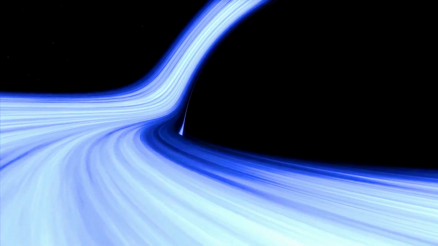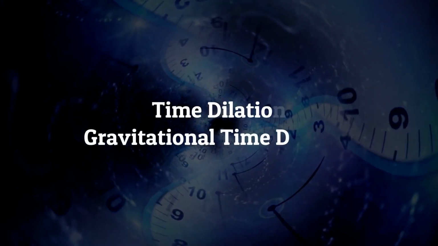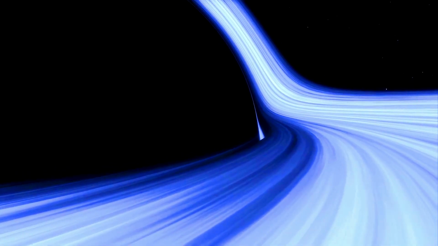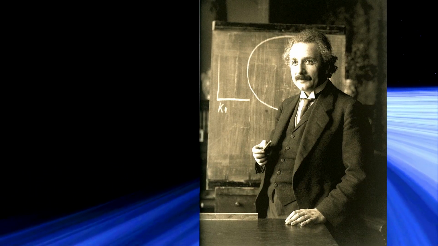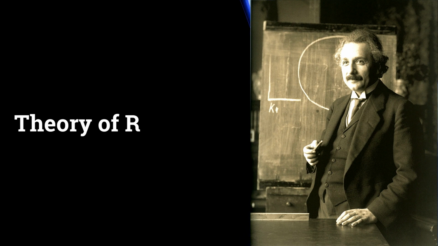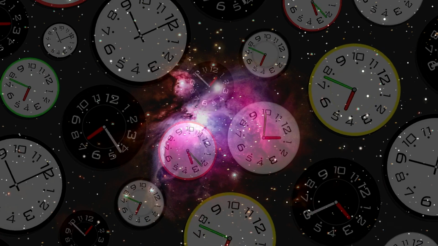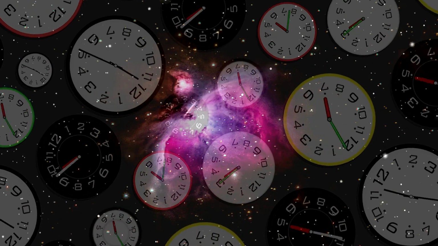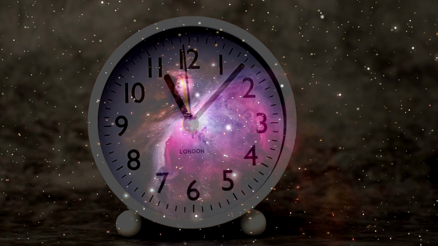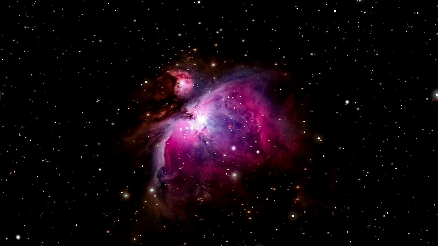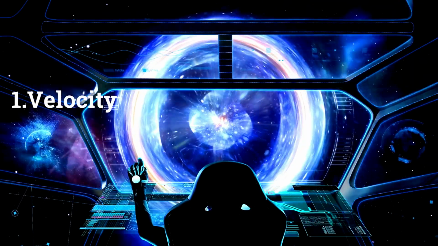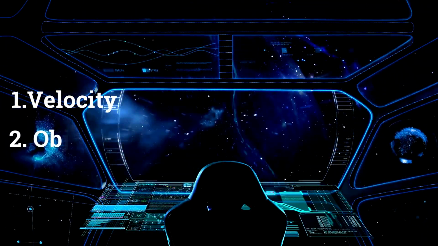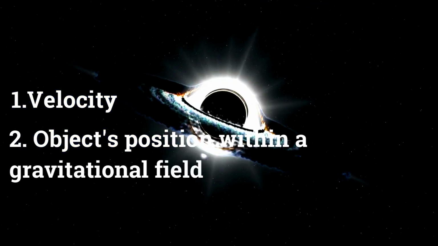These phenomena are known as time dilation and gravitational time dilation. They were formulated by Albert Einstein and constitute the foundational principles of his theory of relativity. In a way, time has become more of a personal thing. It's not absolute anymore. The perception of time depends on two factors: velocity, which indicates how fast an object is moving, and the object's position within a gravitational field.